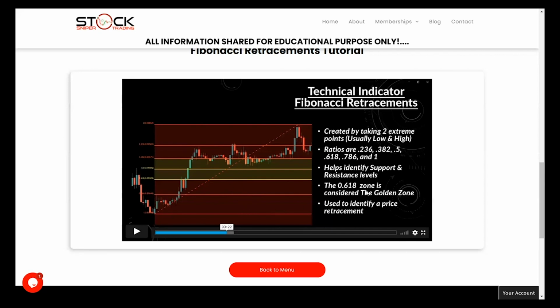Okay. And the 618 is considered the golden line or the golden zone. And it's used to identify price retracement. So if we're coming up, we're seeing, will this trend continue? So this way we can stay in the trade longer and maximize our pips, or we could possibly see a reversal. Okay, so this is a really good tool once we get into profits, how to maximize our pips.